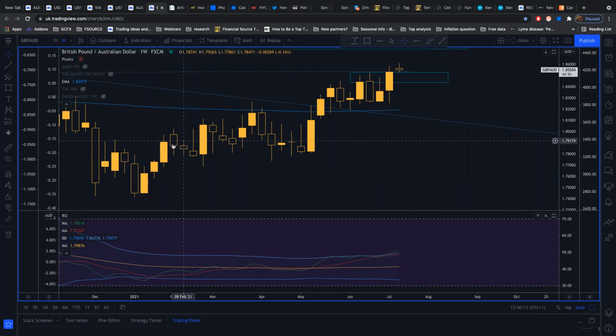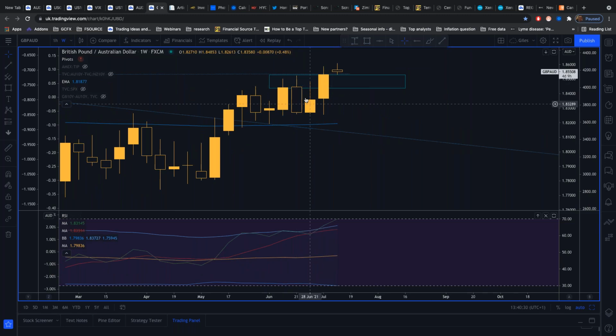This bar is an inside bar, but it's not a Harami inside bar. A Harami inside bar is when the body of the baby candle is inside the body of the mother candle. So you can see there, the body of the baby candle is outside the body of the mother candle. Here, you have an inside bar with the body of the baby candle inside the body of the mother. So it's a Harami inside bar.